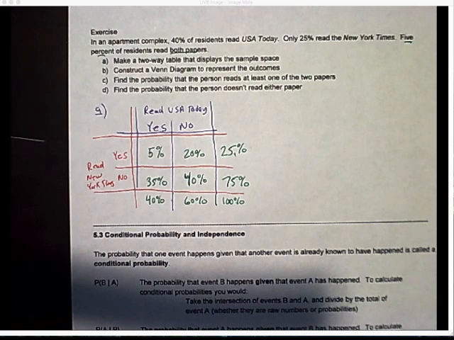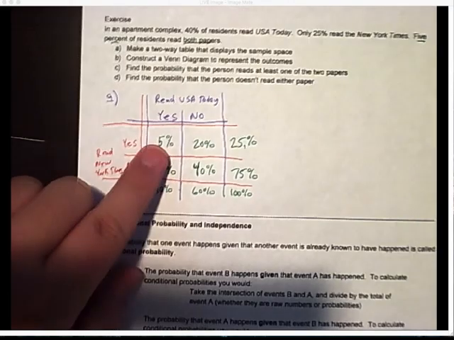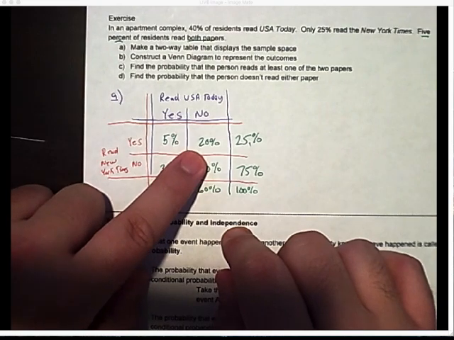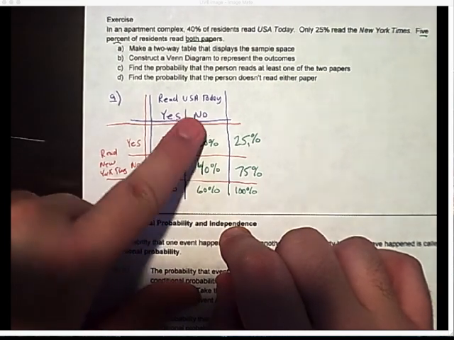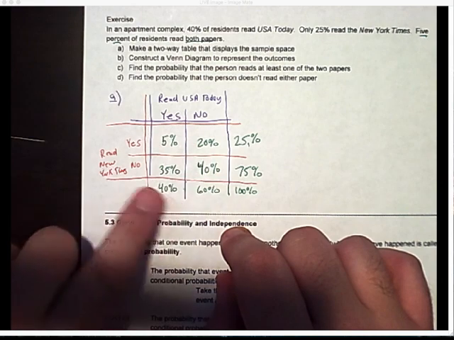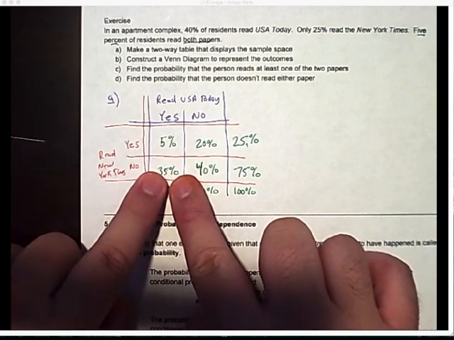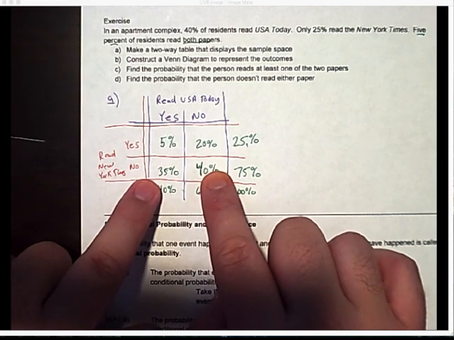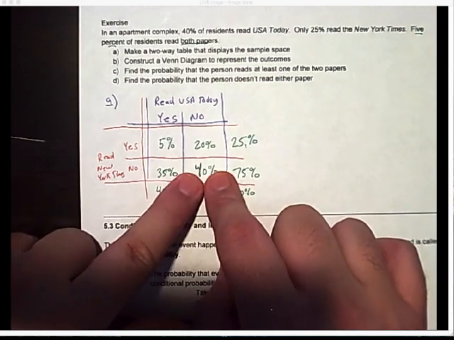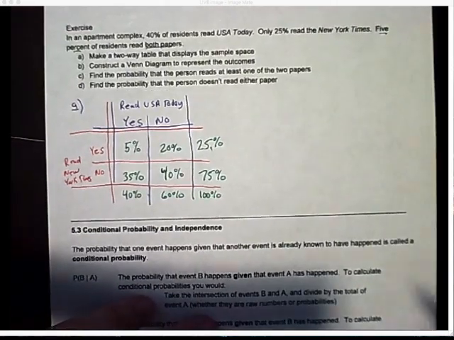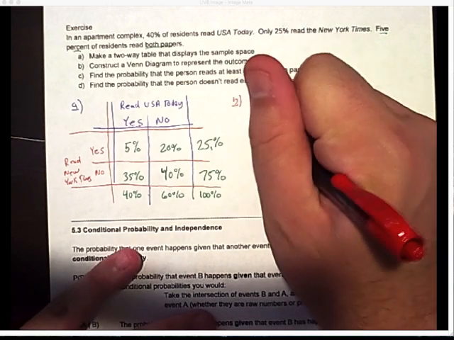Okay, so there's a two-way table in terms of percents, but that's okay. It can be in raw counts or it can be in percents. So this means 5% of everybody reads both. 20% of everybody reads the New York Times but does not read USA Today. 35% reads USA Today but not the New York Times. And 40% of everybody reads neither. So we can make a Venn diagram to convey the same information.